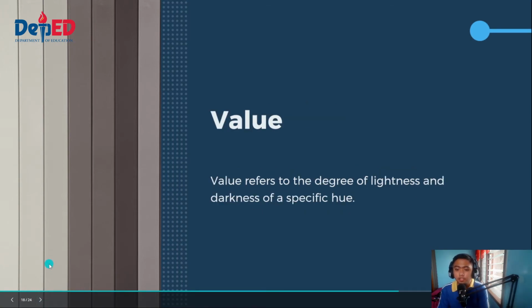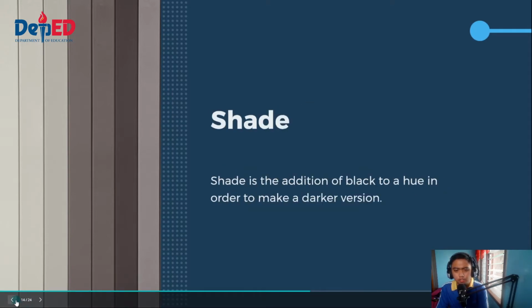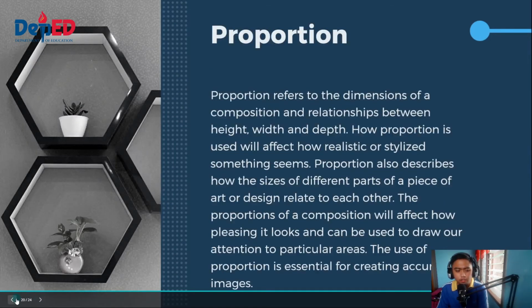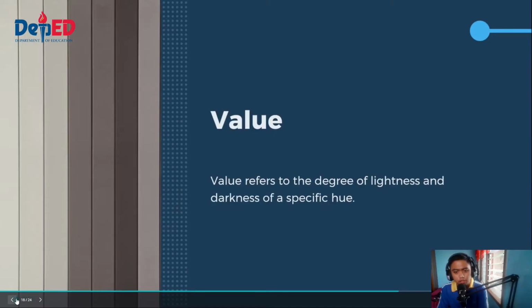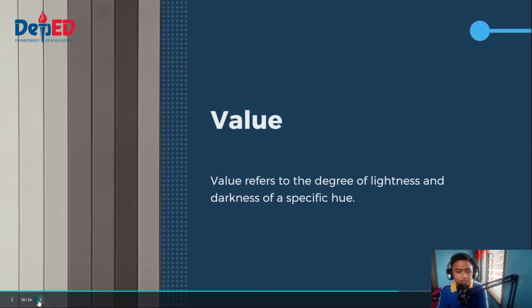Value refers to the degree of lightness and darkness of a specific hue. So here it's a combination of the first one, which is shade and tint. Okay, it's either of the two. Okay, so a specific degree of lightness and darkness.